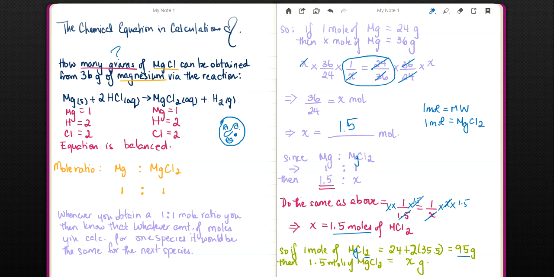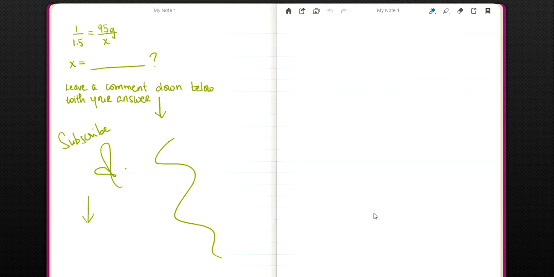That's the question. So if we turn the page here, we know 1 over 1.5 is equal to 95 grams over x. And my question to you is, what is x?